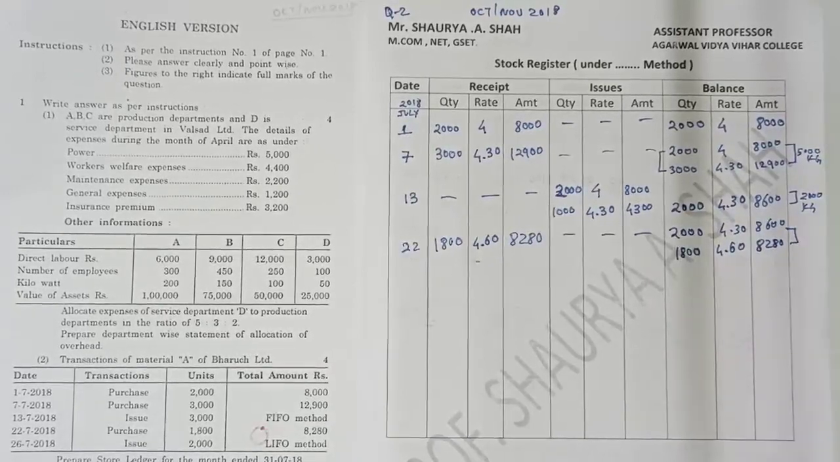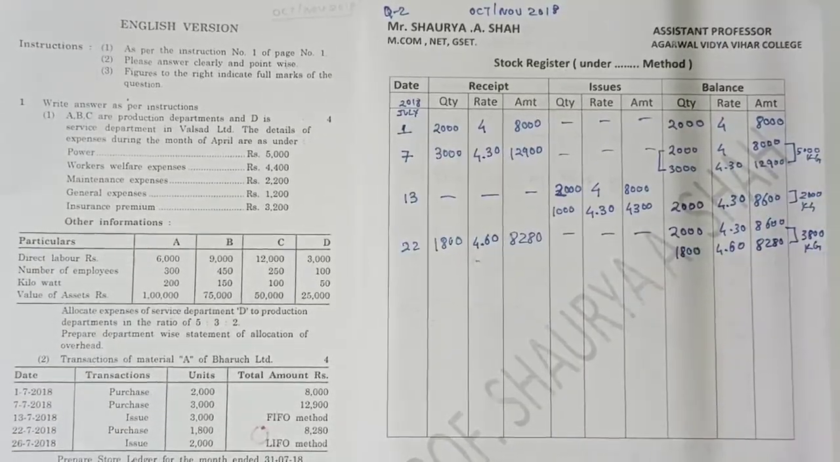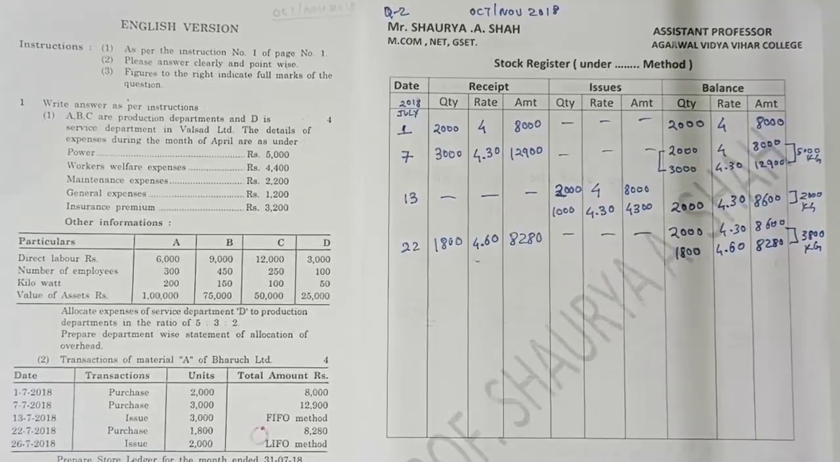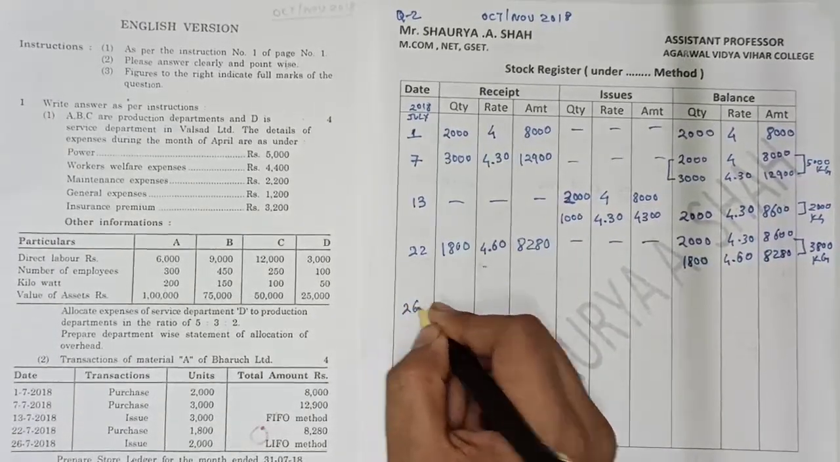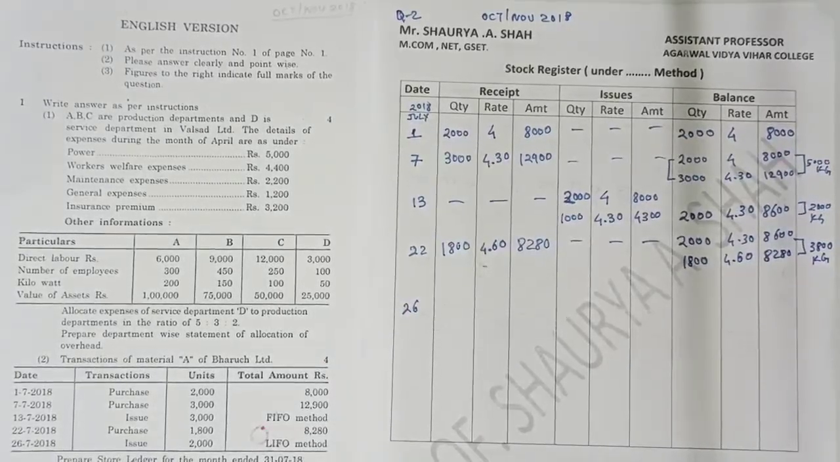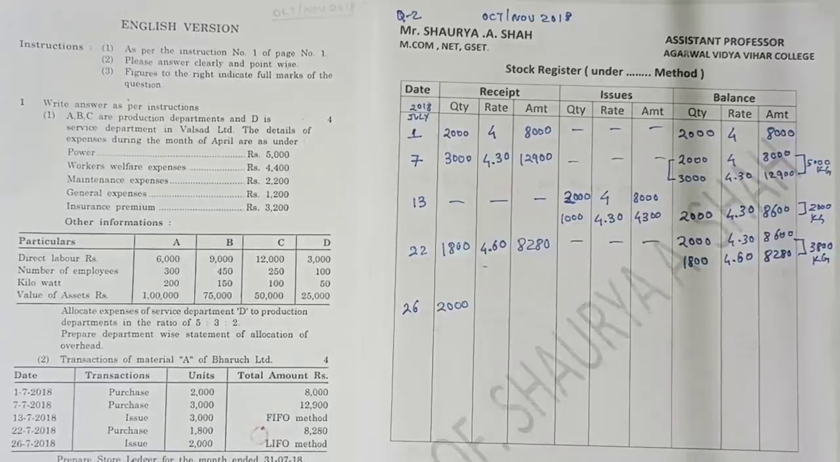So total quantity, as you can see, I am having is 3800 units, or kg I can say. 3800 kg, right? Again, out of this, last they have given is on 26th of July, right? You have issued how much? 2000 units. So 2000 units is the issue. I have written it in receipt, right?